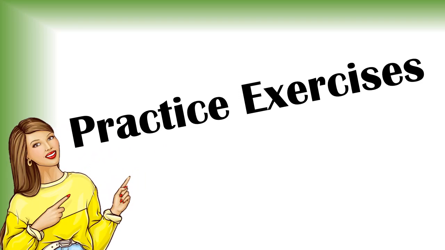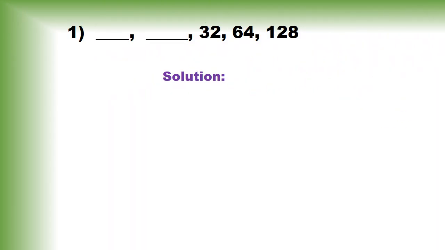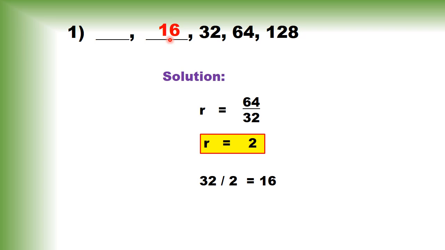Practice exercises. Number 1. This is the sequence. First, take the ratio. 64 divided by 32 equals 2. So their common ratio is 2. To get the value of this blank, 32 divided by 2 equals 16. 16 divided by 2 equals 8.